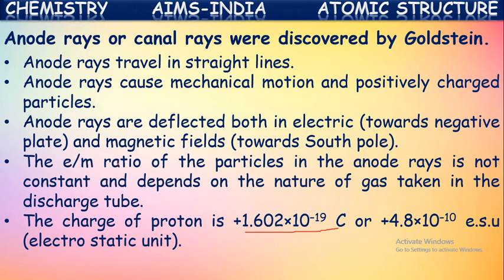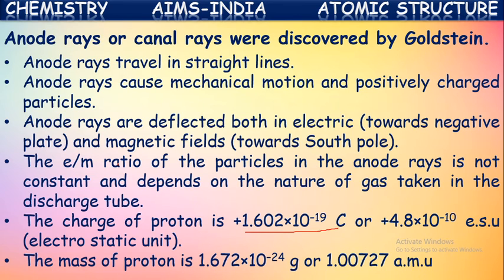So cathode rays are the same; they won't depend on the nature of the gas taken in the discharge tube. But the anode rays are different for different gases taken. Out of all kinds of anode rays, the smallest anode ray particles are called protons. Those are nothing but H plus ions, and their mass is equal to 1.672 into 10 to the power of minus 24 grams. It is the mass of one proton.